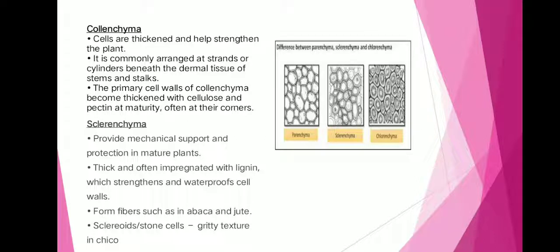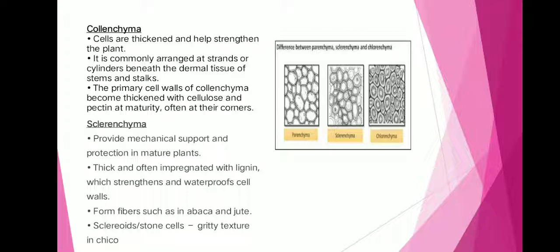Collenchyma cells are thickened and help strengthen the plant. It is commonly arranged as strands or cylinders beneath the dermal tissue of stems and stalks. The primary cell walls of collenchyma become thickened with cellulose and pectin at maturity, often at their corners. So collenchyma is characterized by unevenly thick-walled living cells.